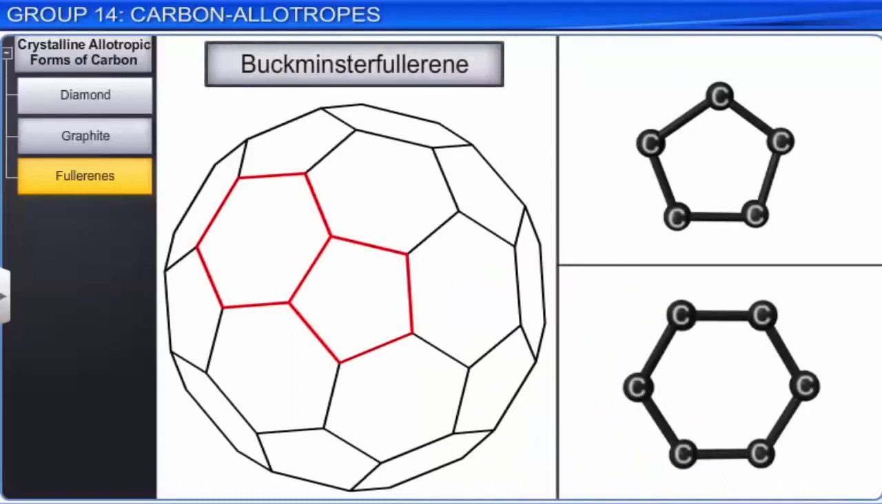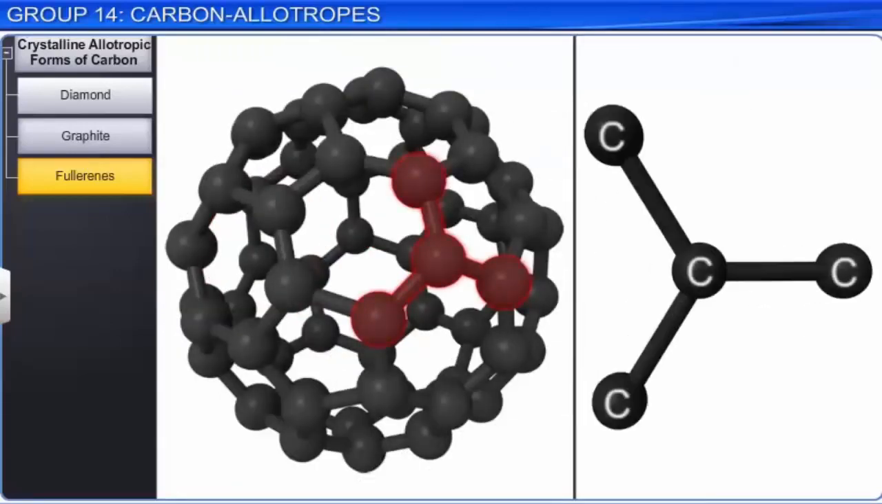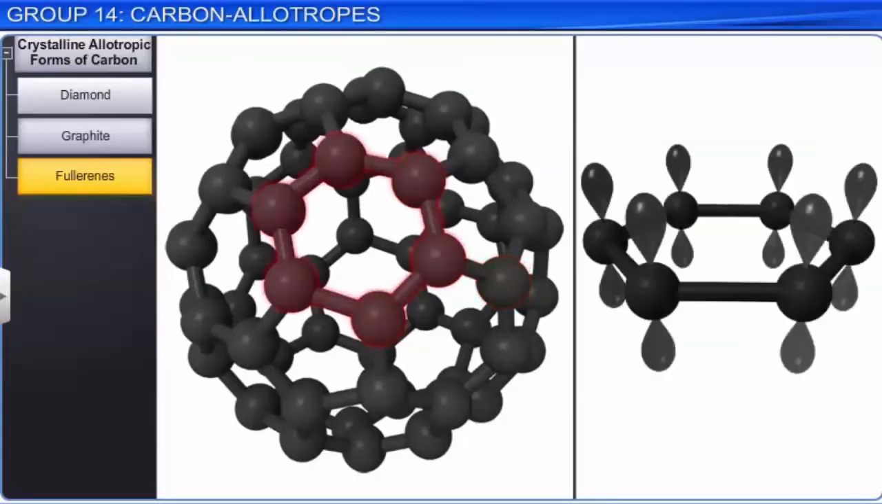All the carbons in the Buckminster fullerene molecule are sp2 hybridized. Each carbon atom forms 3 sigma bonds with its 3 neighboring atoms. The remaining electron in each unhybridized p orbital of carbon is delocalized in molecular orbitals, giving the aromatic character to the molecule.